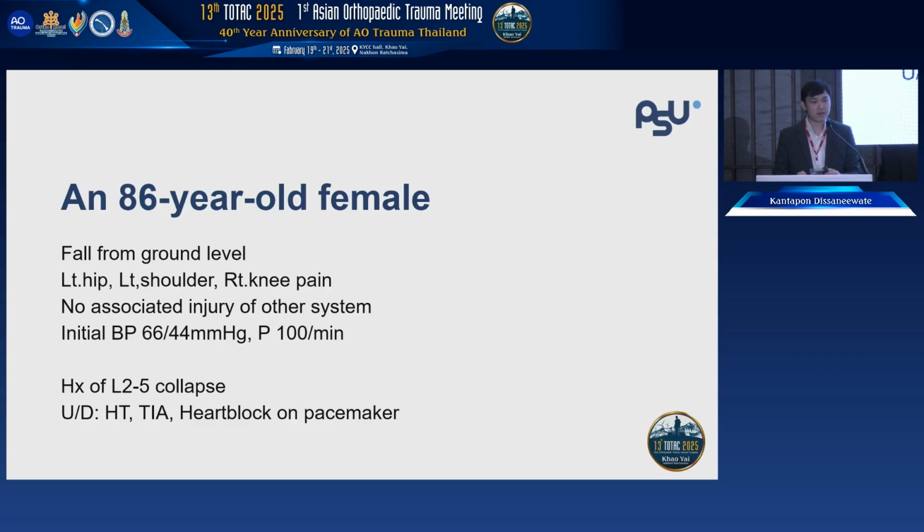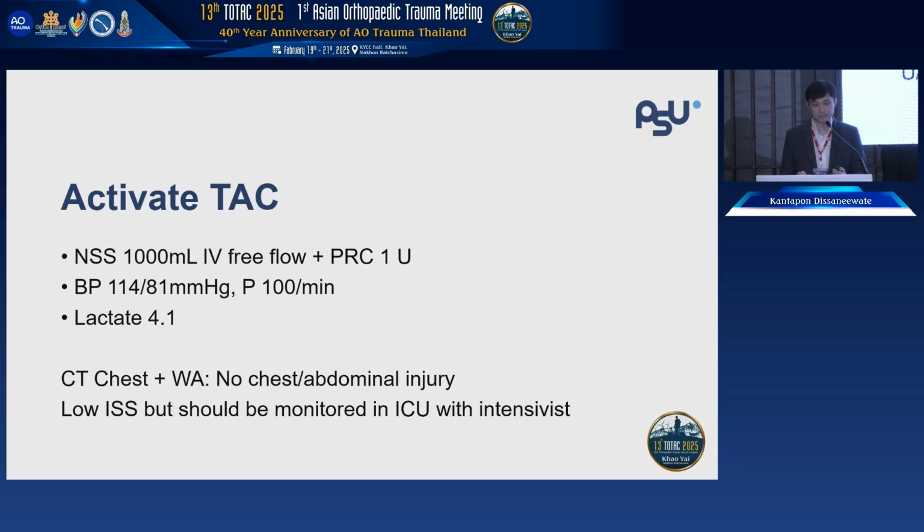An 86-year-old female fell from ground level, with left hip, left shoulder, and right knee pain. No other associated injury, initial blood pressure 66/44, and pulse of 100 per minute. The BP is really bad, but the pulse stays quite low. She had a history of L2 to L5 collapse with hypertension, TIA, and heart block on pacemaker. So this is the reason for the pulse rate.